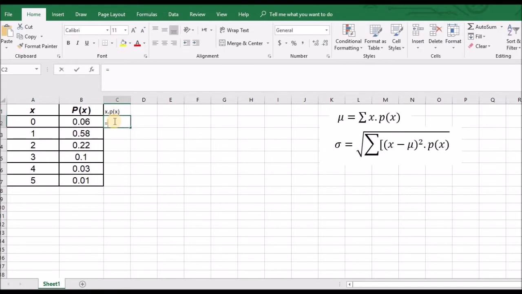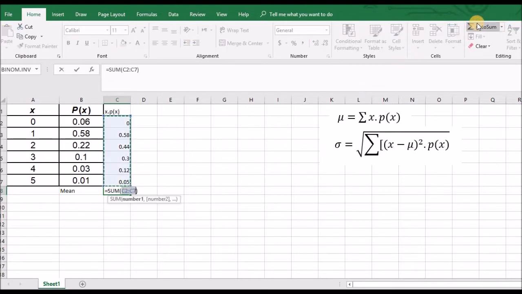To calculate the first value, I'm going to say equals, and that is x, the first value of x is 0, times the first value of p of x, 0.06. So I'm going to multiply that with this, and then autofill the rest of my table, so this will be calculated automatically. And then lastly, the mean is basically the sum of the column that I just made. Just to make sure that I don't forget what I'm calculating, I'm going to say the mean there. I'm going to auto sum this column right here. So my mean is 1.49.